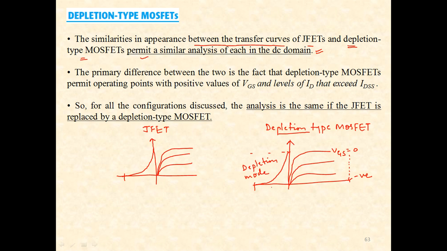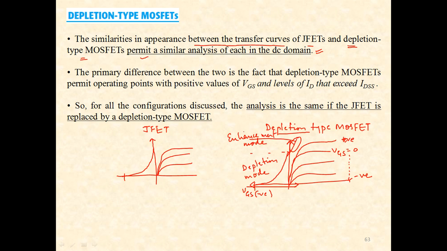Okay. However, a depletion type MOSFET also conducts when VGS is positive. When VGS is made positive, I will be getting a higher current, right? This is when VGS is negative. However, I will be getting this when VGS is positive. So if I plot it, I will be getting it here, right? So this particular region indicates the enhancement mode.